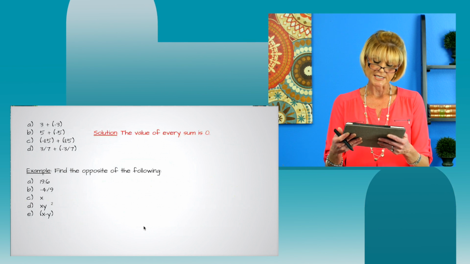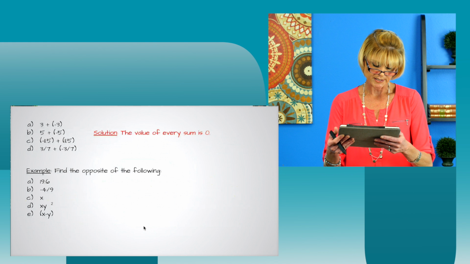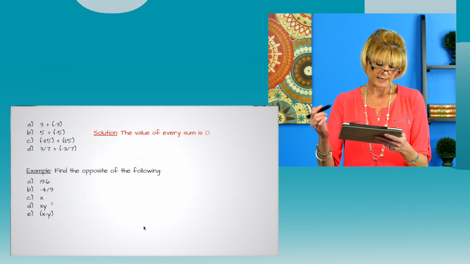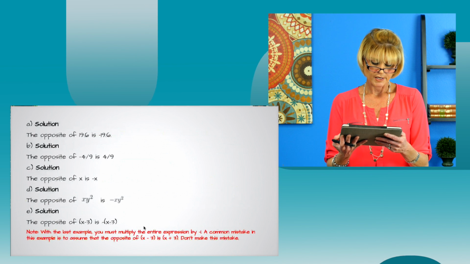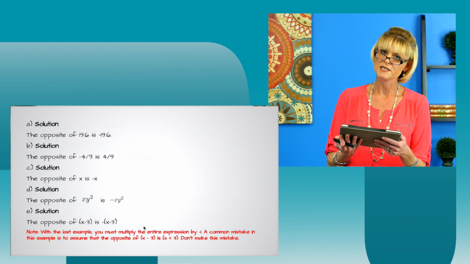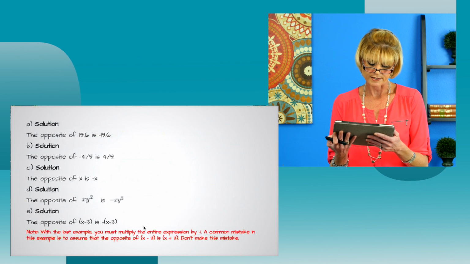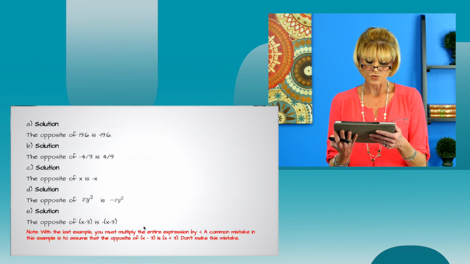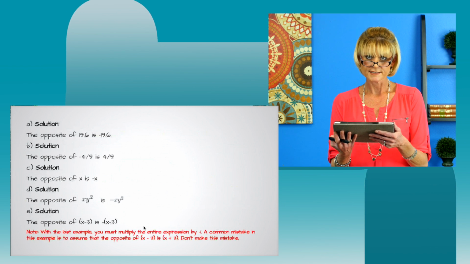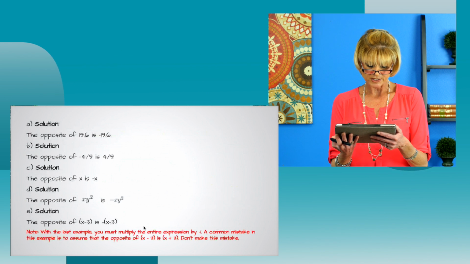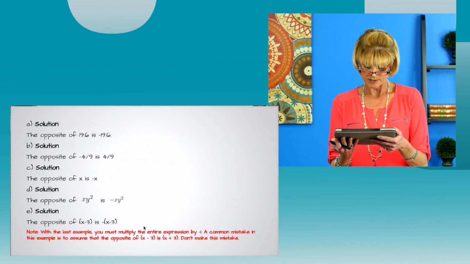How about this one? Find the opposite of the following: 19.6, -4/9, x, xy squared, and x minus y. Also pretty easy. If it's a positive number, it would then be a negative. Negative numbers would then be positive. So the opposite of 19.6 is -19.6. The opposite of -4/9 is 4/9. The opposite of x is -x. The opposite of xy squared is -xy squared. And the opposite of x minus y is -x plus y.